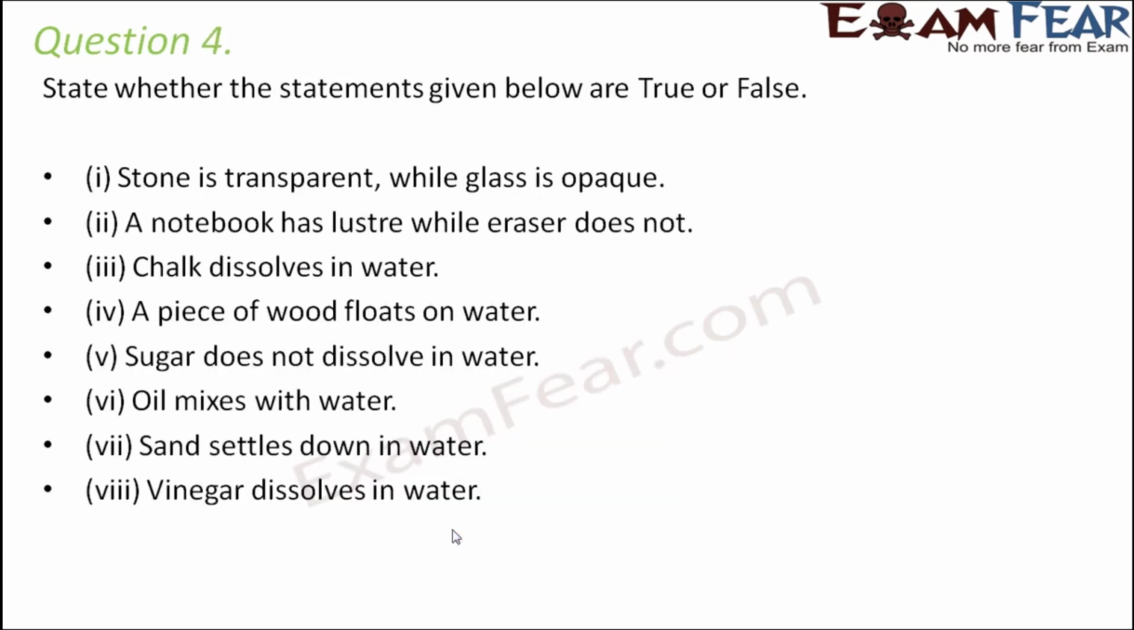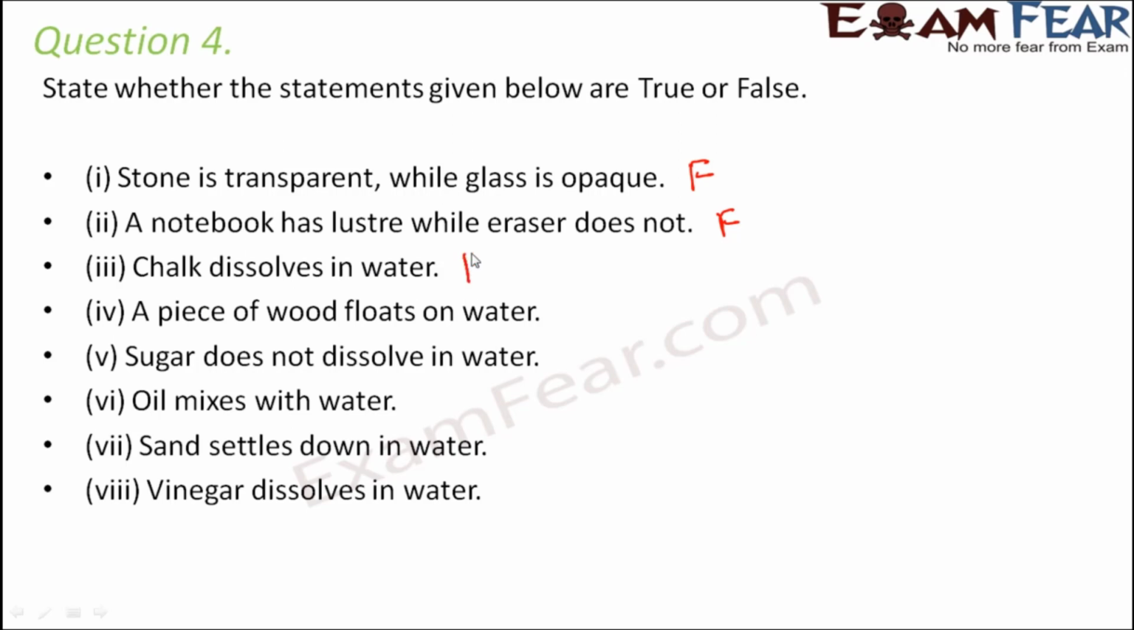Question number 4. State whether the statements given below are true or false. Stone is transparent while glass is opaque. Absolutely false, because glass is transparent and stone is opaque. A notebook has luster while eraser does not. This is again false, because luster is shine. A notebook doesn't have any shine.